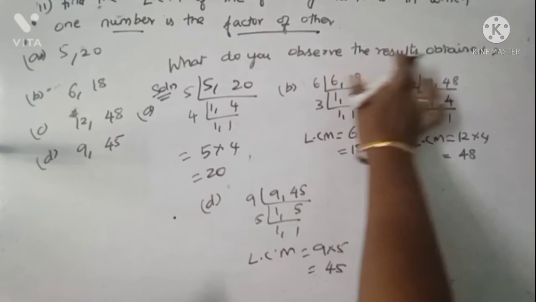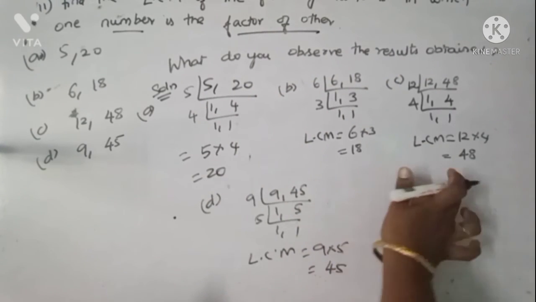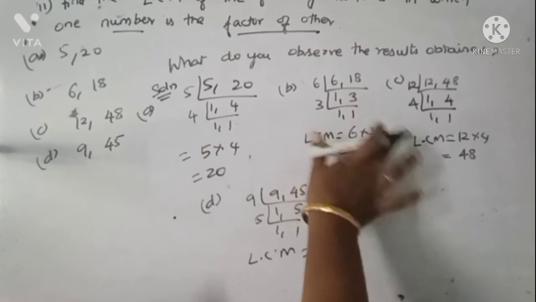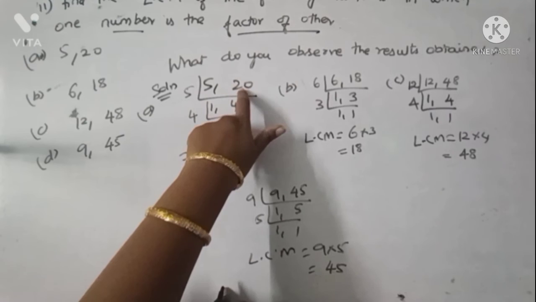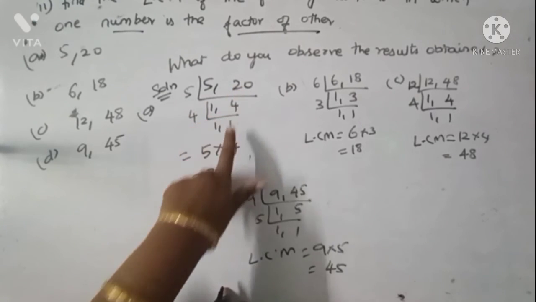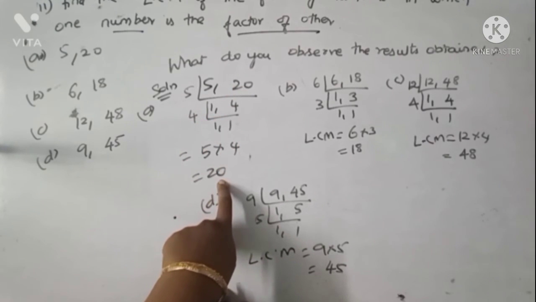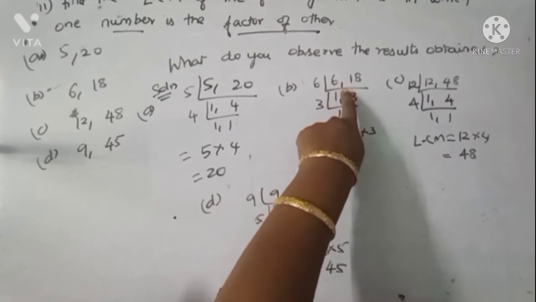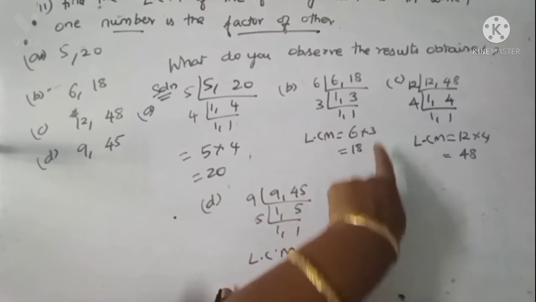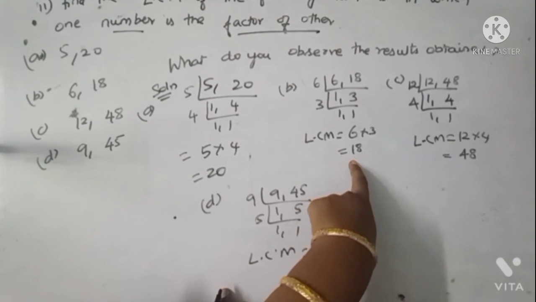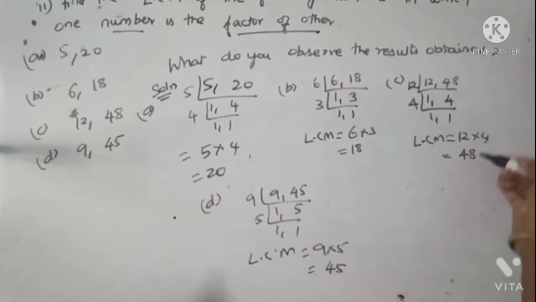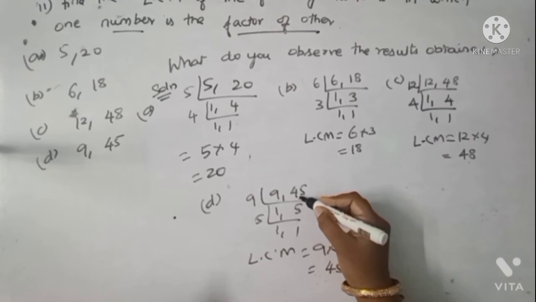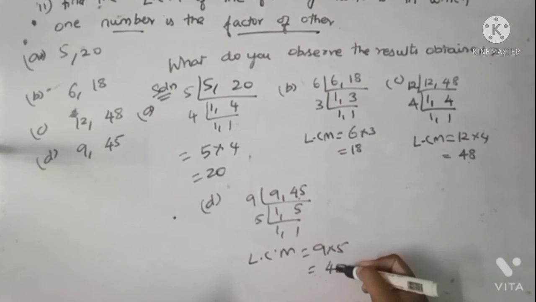Now what do you observe in the results? So you just see the results. What is the thing which you can observe? So look here, 5 comma 20. In this, which is the bigger number? 20. That 20 is the LCM for this subdivision, isn't it? And then 6 comma 18, which is the bigger number? 18. So the 18 is the LCM of this sum. And then 12 comma 48, which is the bigger number? 48. So that 48 is the LCM for this sum. And then 9 comma 45, which is the bigger number? 45. So 45 is the LCM of this sum.